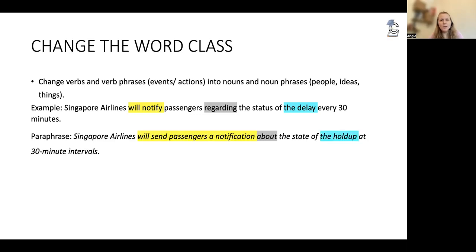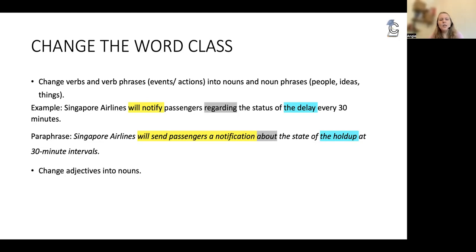So let's read the paraphrased sentence. Singapore Airlines will send passengers a notification about the state of the holdup at 30-minute intervals. See that notification needs a verb. We change the verb notify to the noun notification, and now we need a verb. Now, the verb that goes with the word notification is send notifications. To find which verbs go with certain nouns, you can Google that noun and write a collocation next to it.